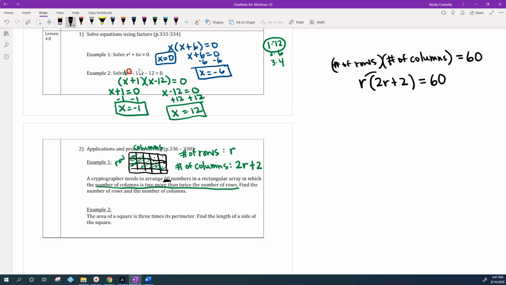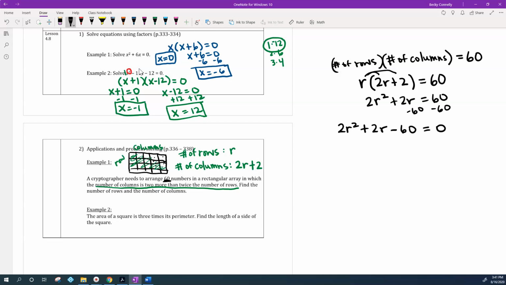All right, now let's distribute that r through because we're trying to solve this for r now. So 2r squared plus 2r equals 60. And remember, we're solving a quadratic, so we want to get everything on one side and put the other side equal to 0. So if I subtract that 60 over, I'll have 2r squared plus 2r minus 60 equals 0.